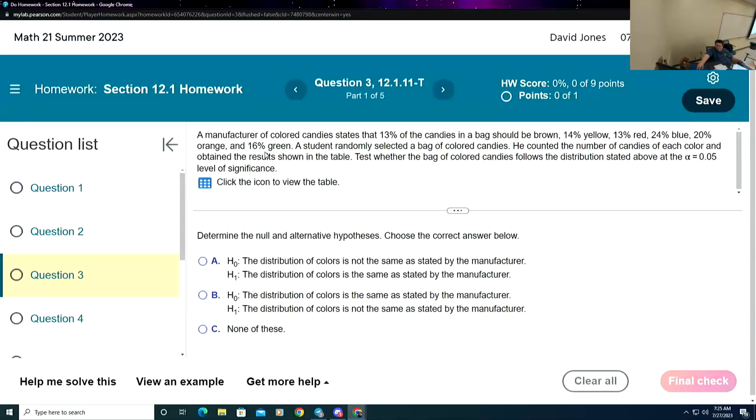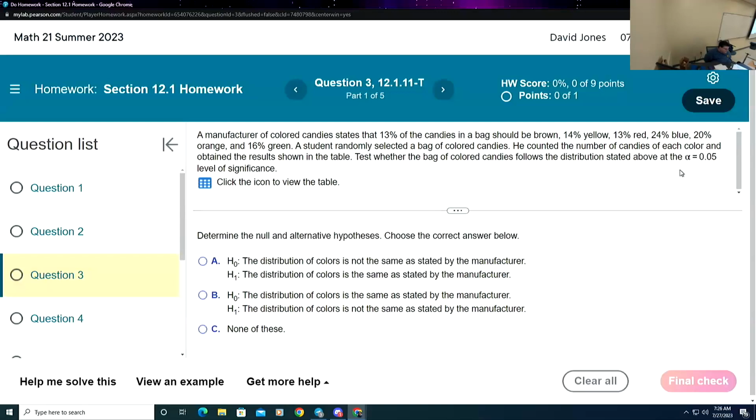It says a student randomly selects a bag of colored candies. He counts the number of candies of each color and obtains the results shown in this table. So we're going to need to get the data from there. Test whether the bag of colored candies follows the distribution stated above at the alpha equals 0.05 level of significance. That seems pretty important. I'm going to write that down, 0.05.